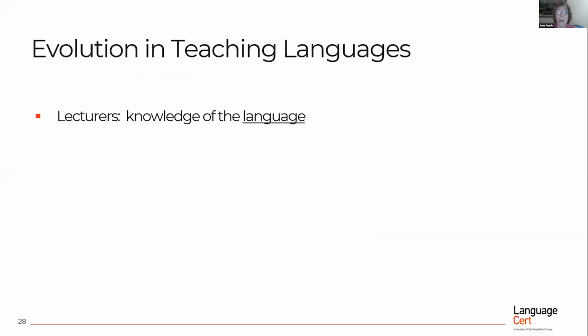And I like Adrian Underhill's model of evolution in language teaching too. He says, first of all, there are lecturers who have knowledge of the language so they can teach. Things don't go too well, so they learn a little bit about methods and become what he calls teachers, but still nothing works as well as they would like.